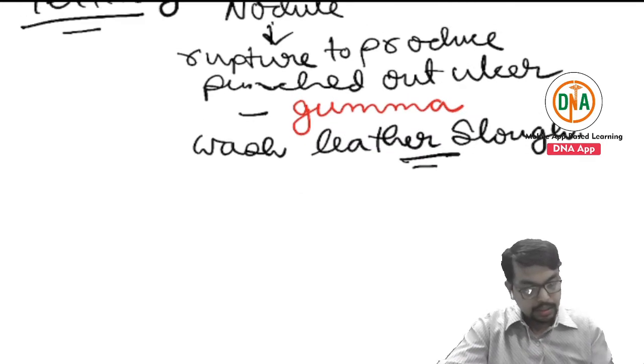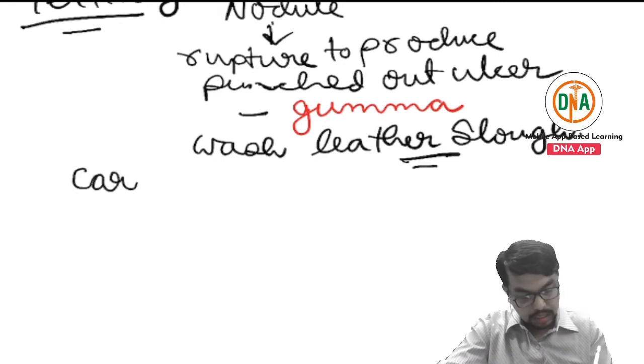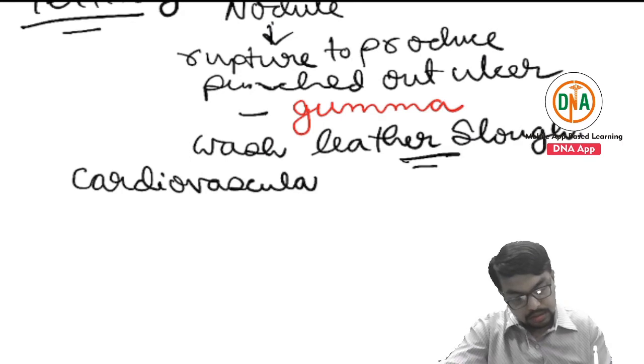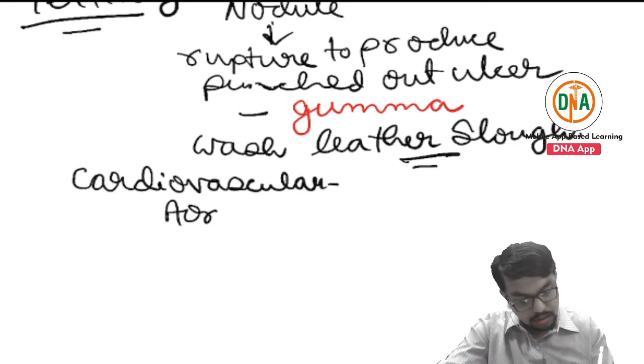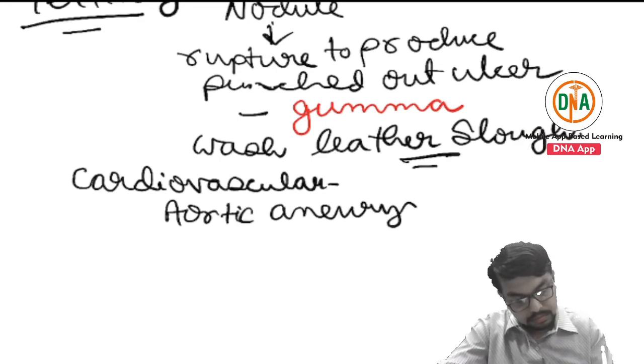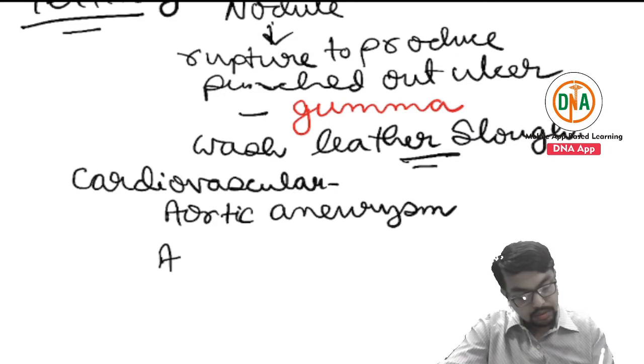Tertiary syphilis is also a systemic disease, and if there is cardiovascular involvement, it is in the form of aortic aneurysm, aortic regurgitation.